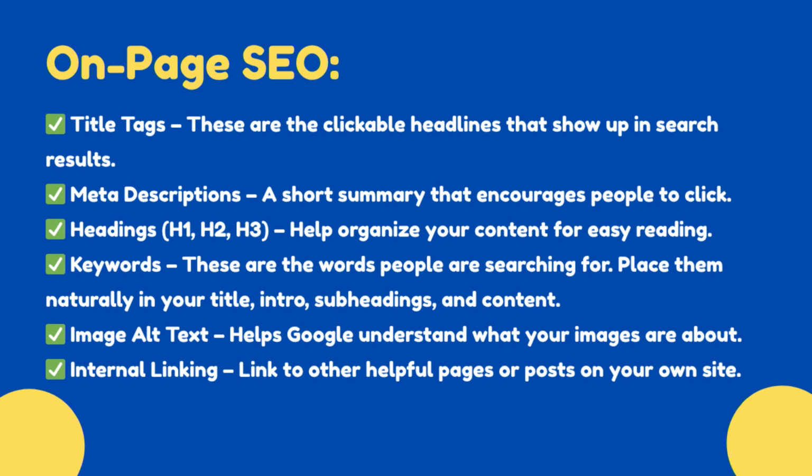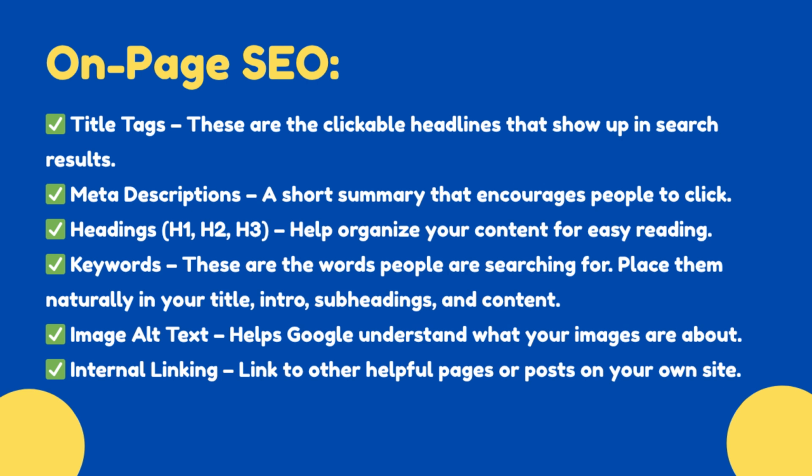Now we see about on-page SEO. On-page SEO is all about making sure your content is optimized for both users and search engines. What you need to focus on is title tags. These are the clickable headlines that show up in search results. Meta description, a short summary that encourages people to click. Headings help organize your content for easy reading. Keywords, these are the words people are searching for.